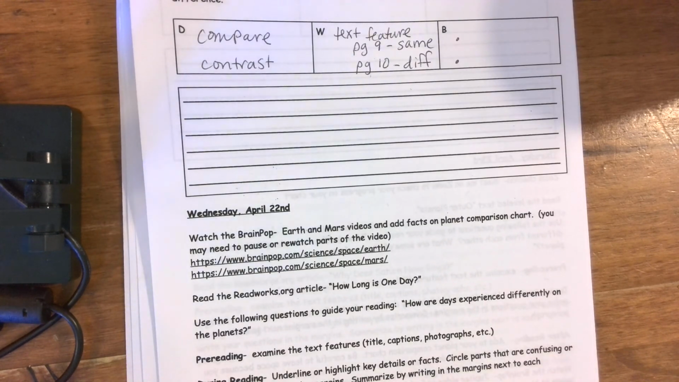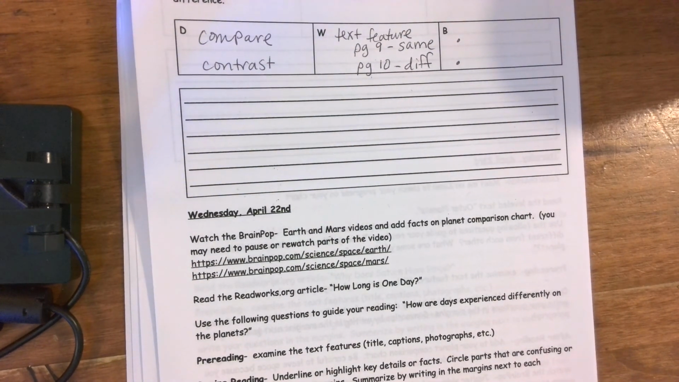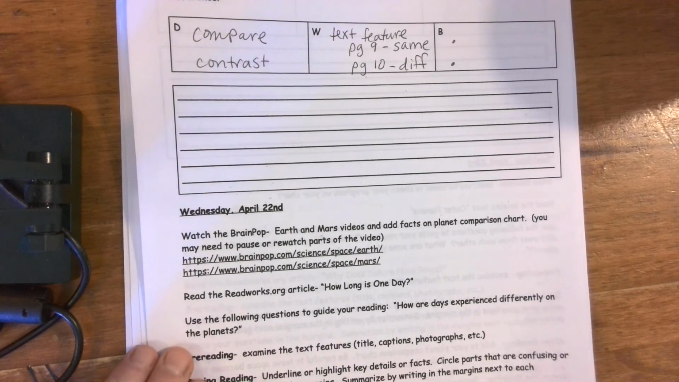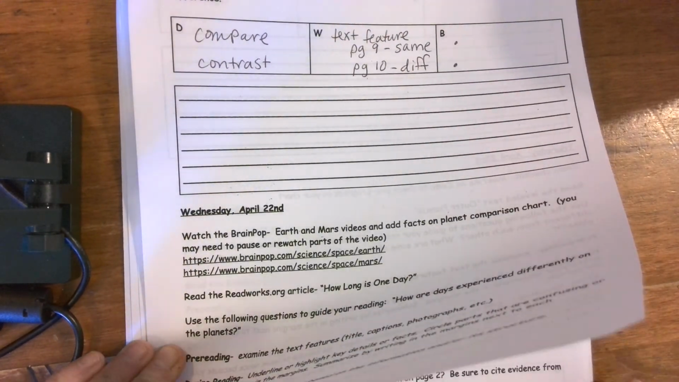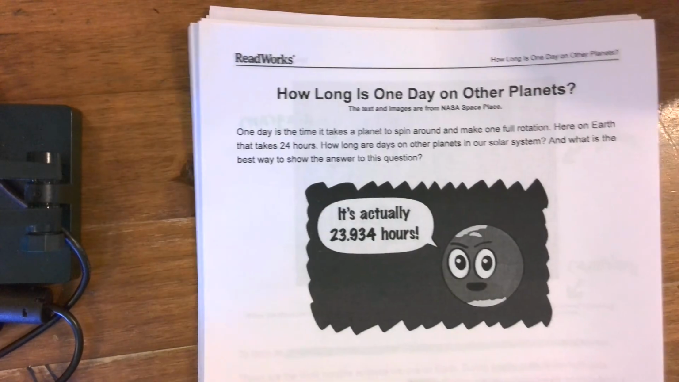Now, what can kind of guide you as you're reading is how are days experienced differently on the planets. And do you remember which science word is the word that we think of when we think of a day on a planet? We have 2 R words. Which one means the day on a planet? So hopefully you guys said rotation.